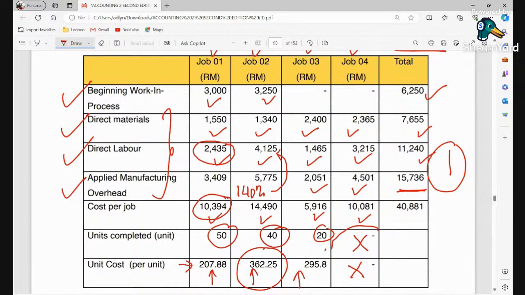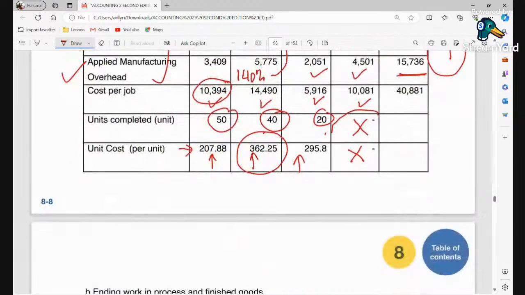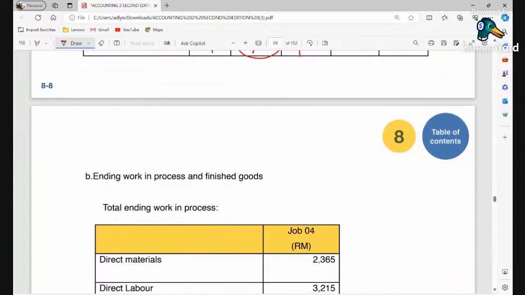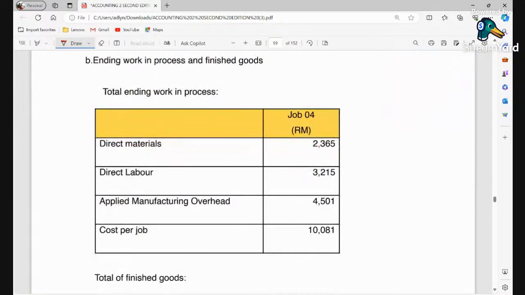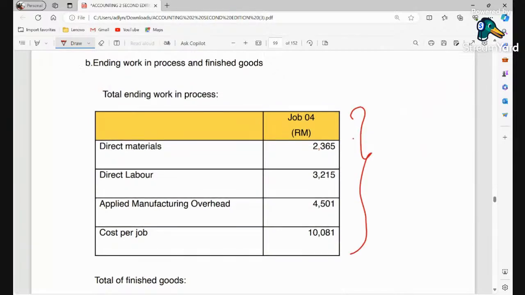Sebab kita nak buat barang, kita nak buat produk. So the cost must consist of direct material, direct labor, and applied manufacturing overhead, since we are using the normal costing. Okay, alright. So that is A. Lepas tu B, dia suruh kira ending work in process. Ending work in process yang mana? Okay, actually, I tak perlu tunjuk pun ni. Clear, tak ada masalah.